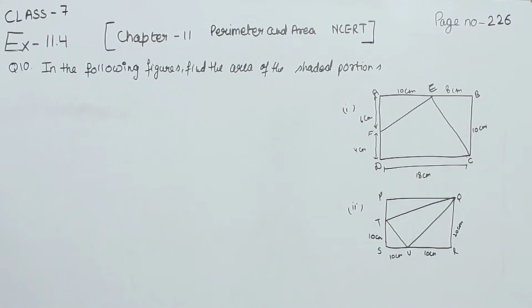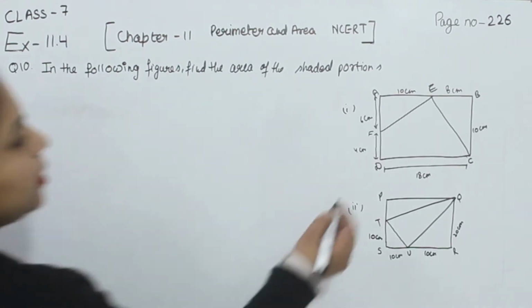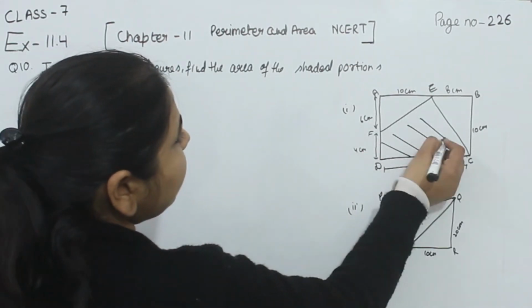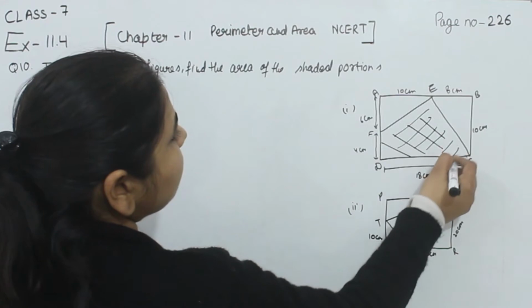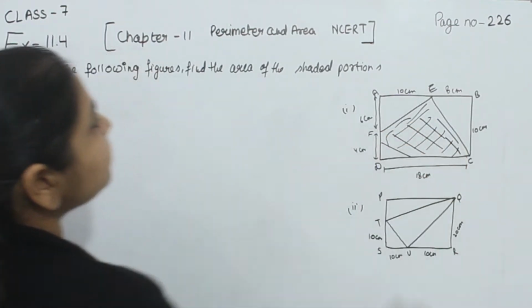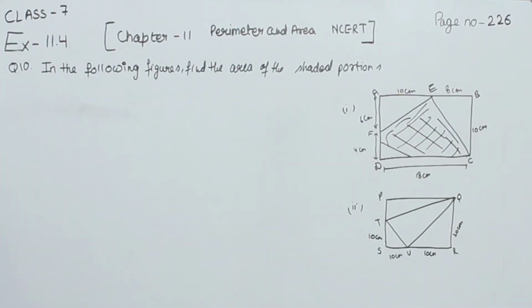In the following figure, find the area of the shaded portion. So we have to find the area of the shaded portion. Start with the first one. In the first figure, this is the shaded area we are having. We have to find the area of this one. So we'll start.